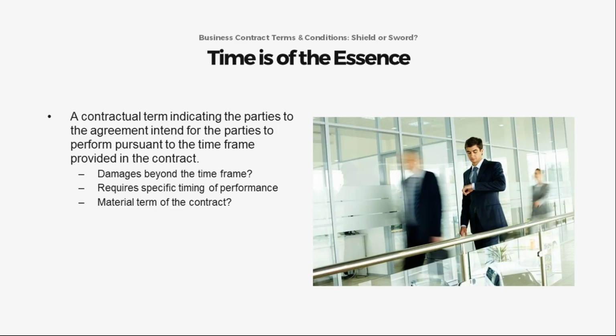If you need the product or the service, you could say time is of the essence. I want to buy this material, or I want to buy this product, or I want these services, and I need to have that by no later than December 31st, and time is of the essence. What you're saying in that sense is that this is a material term of the contract.